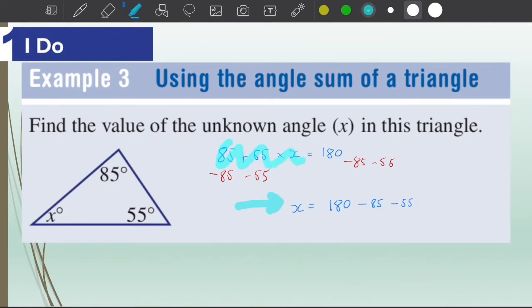I don't need you guys to go through this process every time we do the questions. I just wanted to show it to you so you know why we're doing this. In a question like this, we want to find x, so we just do 180 minus the two angles that we do know. And if you do that, that is 40. These two add up to 140, I think, yes. So 180 minus 140 is 40 degrees.